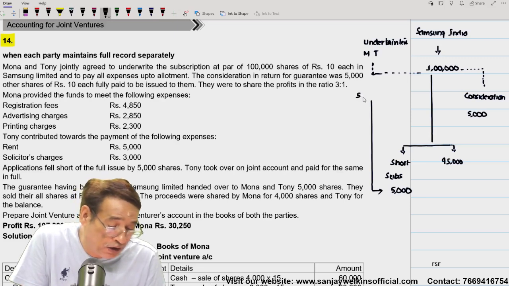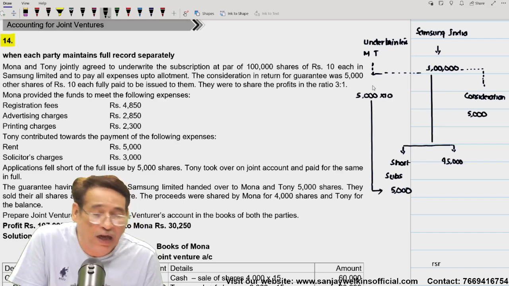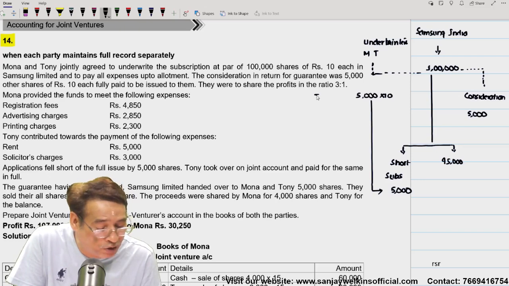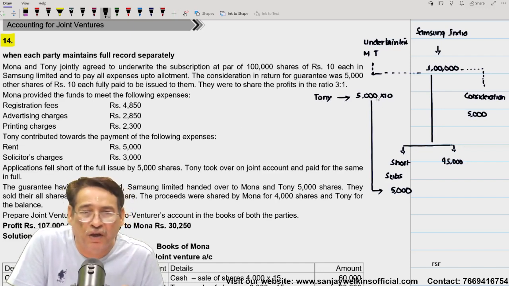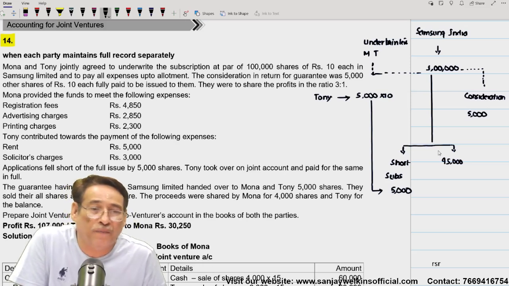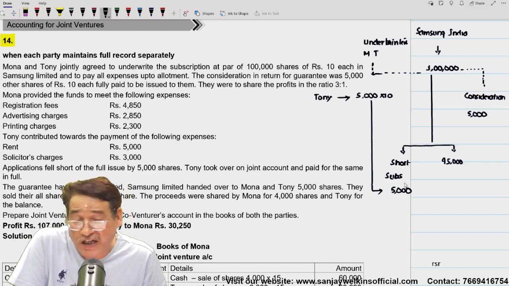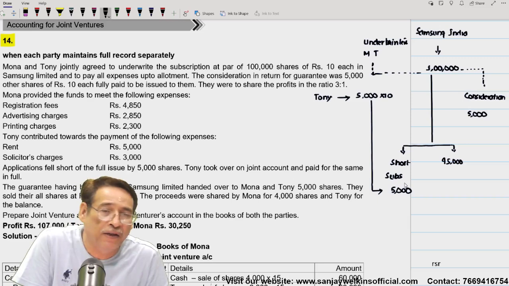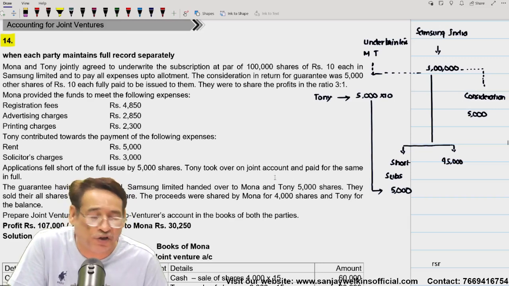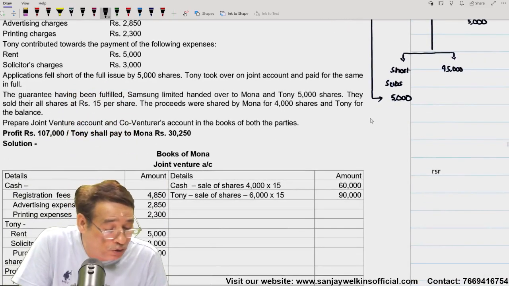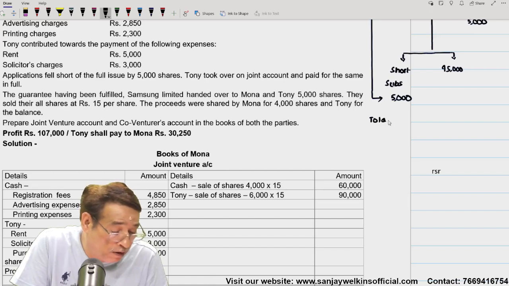We will see in this question later on that these 5,000 shares, of course of ₹10 each, will have to be purchased by Mona and Tony Limited. But in this question, Tony has paid for these 5,000 shares. Now, because out of 1 lakh, 95,000 shares have already been subscribed by the public, and the 5,000 shares which were not subscribed by the public have now been taken over by us, that means a total of 1 lakh shares have been subscribed. So we shall now receive 5,000 shares as our consideration. So total number of shares.